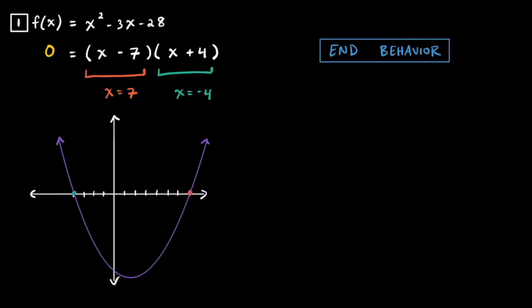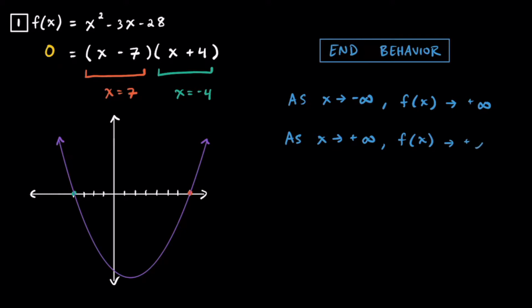For the end behavior for this function, we can say that as x is moving towards negative infinity, or it's moving to the left forever, we can say that the function, or the y values, are going to be moving up towards positive infinity. And we can also say that as x is moving towards positive infinity, or to the right forever, we can say that the y values, or f of x, is also moving upwards in that positive infinity direction.